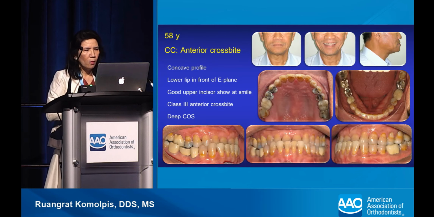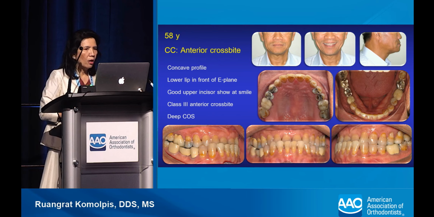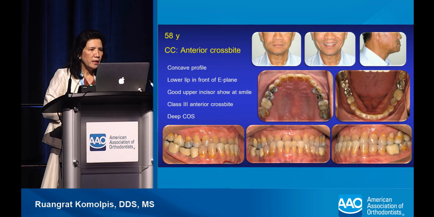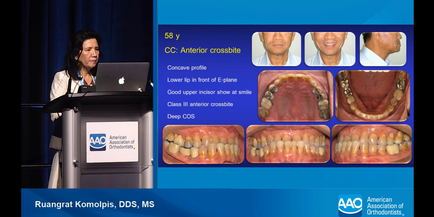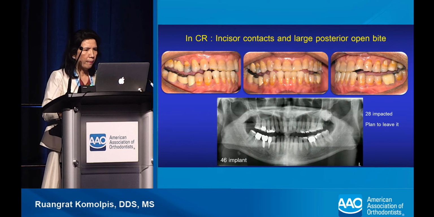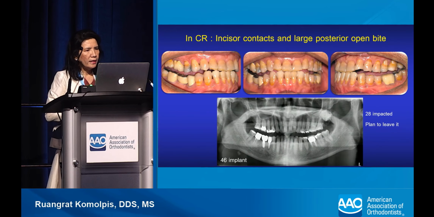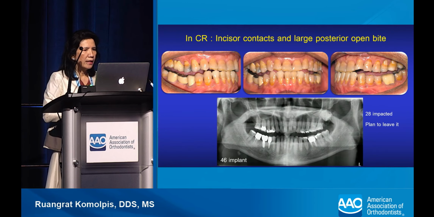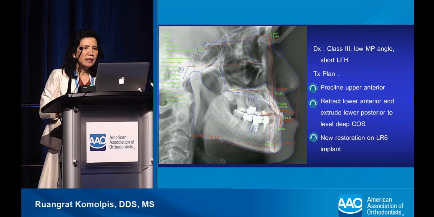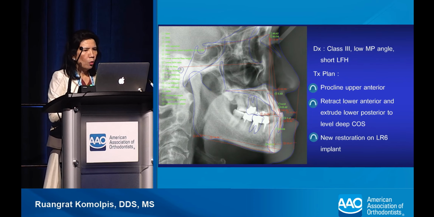This is case number 1, 58 years old, came with anterior crossbite, concave profile, lower lip in front of E plane. Good upper incisors show at smile, class 3 anterior crossbite and deep curve of Spee. In CR, this is how he bites. Incisor contact, large posterior open bite. Diagnosis: class 3, low mandibular plane angle, short lower face height.